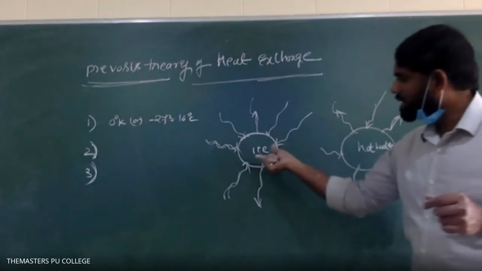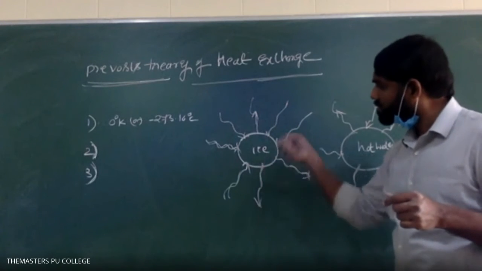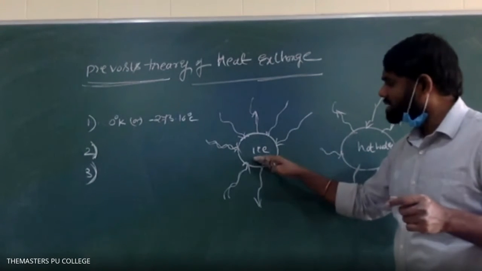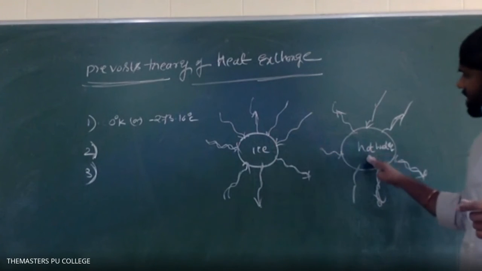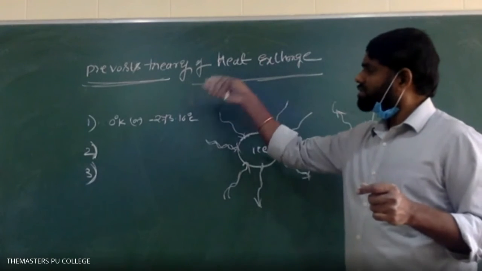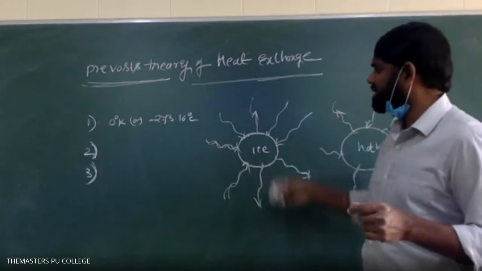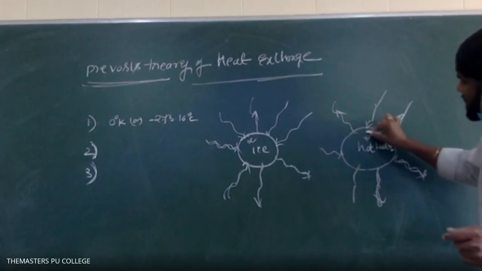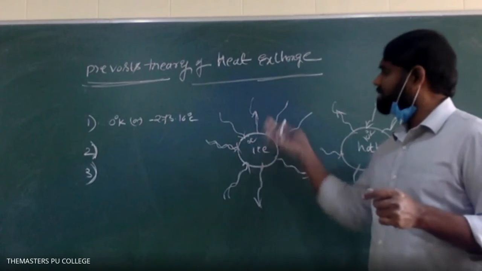Here, the amount of radiation absorbed by the ice from the atmosphere is more than the amount of radiation radiated by the ice. In both cases, the ice also emits radiation, and the hot water also emits radiation. According to this theory, every object will emit thermal radiation except at 0 degree Kelvin. Ice is at, let us say, 0 degree centigrade, and the hot water is at 100 degrees centigrade. Even the ice at 0 degree centigrade will emit thermal radiation.